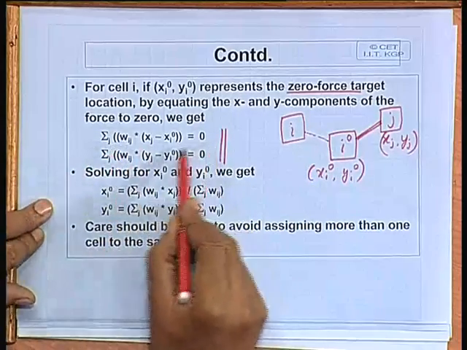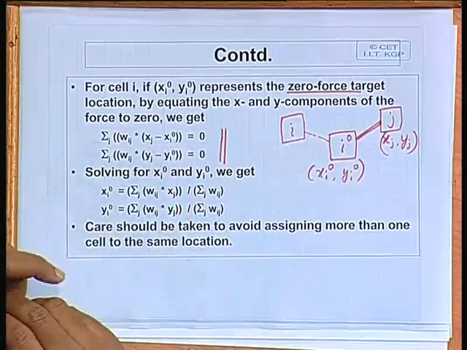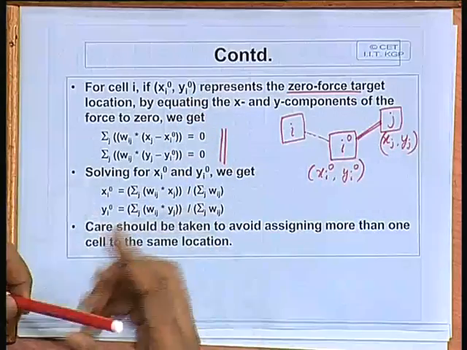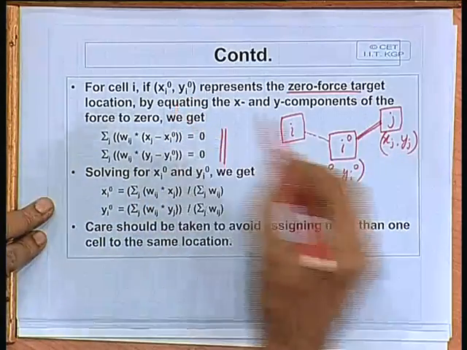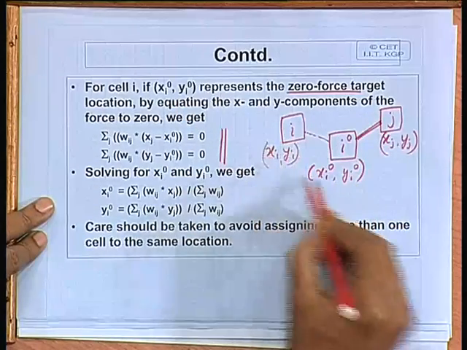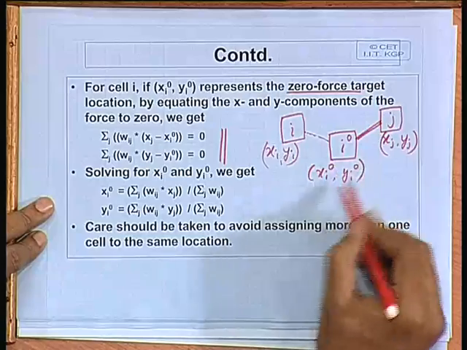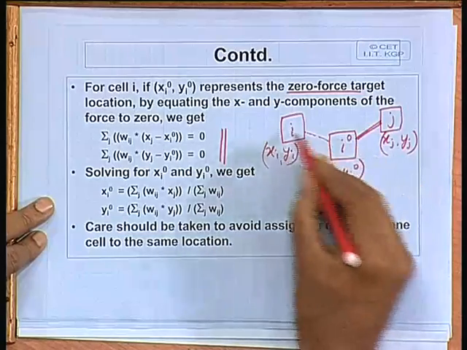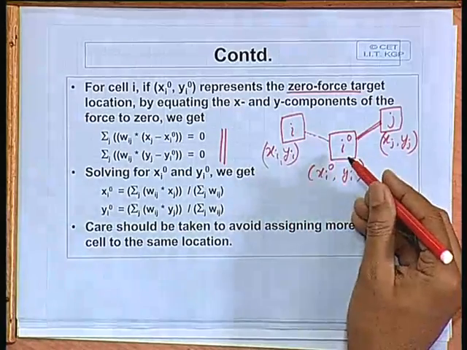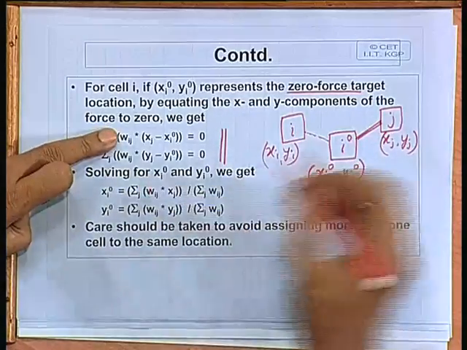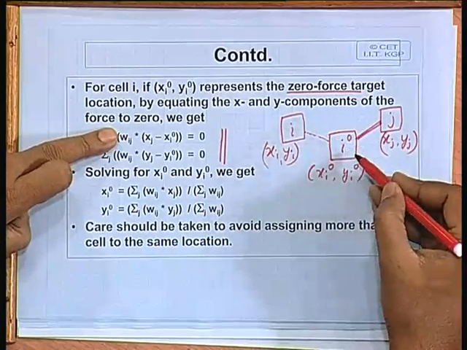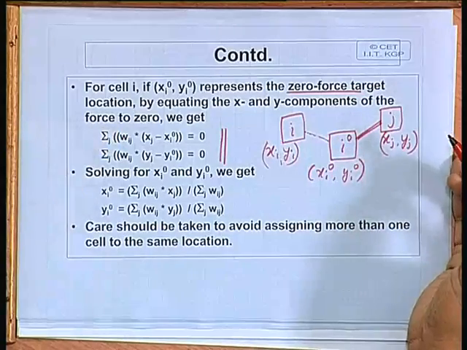Now, why have you taken Wij? You should have taken Wi0j. Well, this is not really i0. I am saying that this i, which was xi yi, has moved to a coordinate xi0 yi0, which is the 0 force target location. But it is actually the same block, I have written it as i0, but it is actually the same block i which has moved here. So, Wij is the number of wires that connects block i with block j. That will remain the same in the new location also.